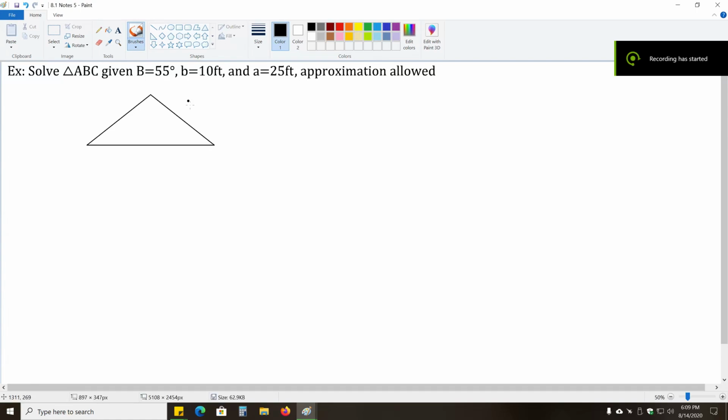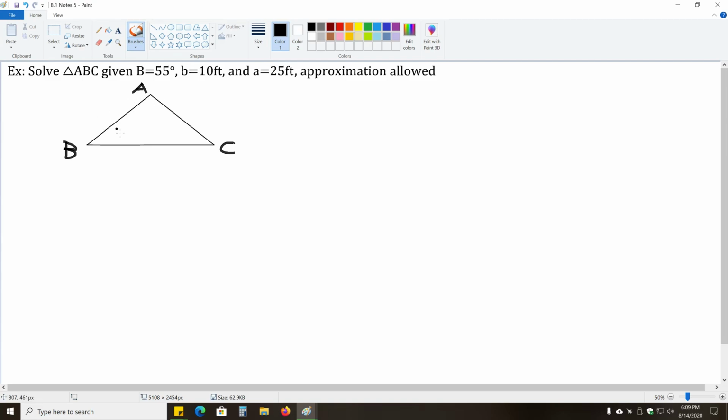So for the following example, we want to find the three angles and three sides, or solve the triangle, given angle B is 55 degrees, side B is 10 feet, side A is 25 feet, and approximation is allowed. So if we set up our triangle, it doesn't matter what we label the angles as long as we keep the correct values with each one.